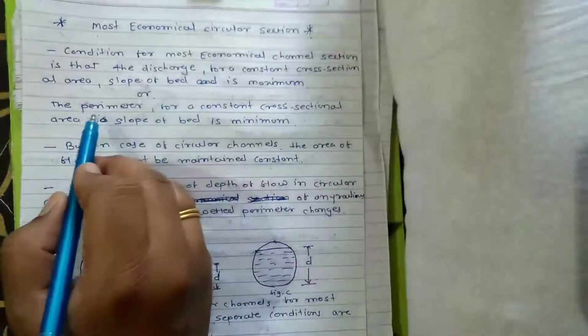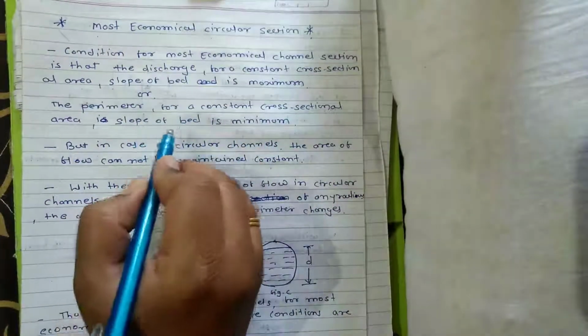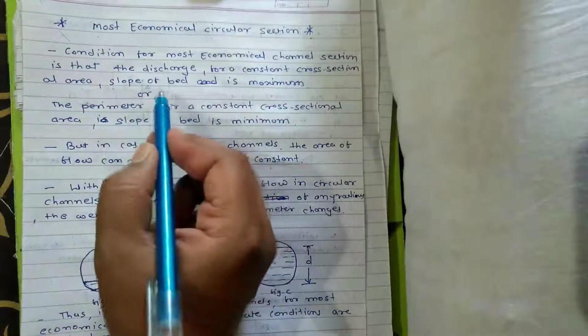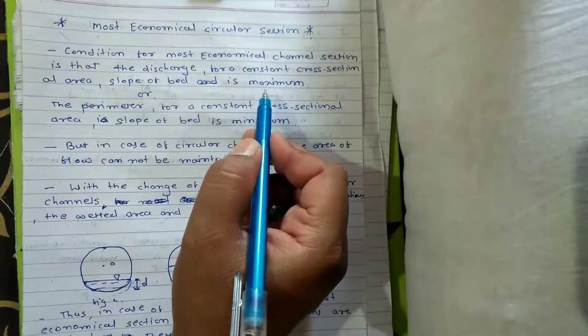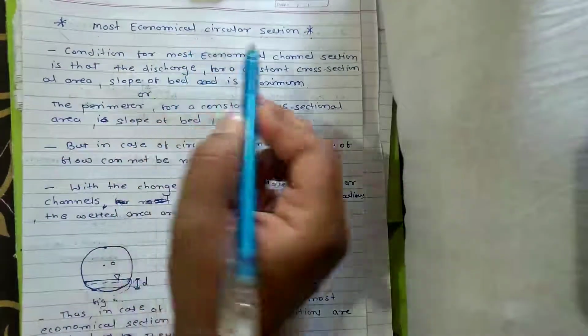Or, in another way, the perimeter for a constant cross-sectional area and slope of the bed is minimum. So if the perimeter is minimum, then definitely the discharge will be maximum. So this is the condition for the most economical channel section.